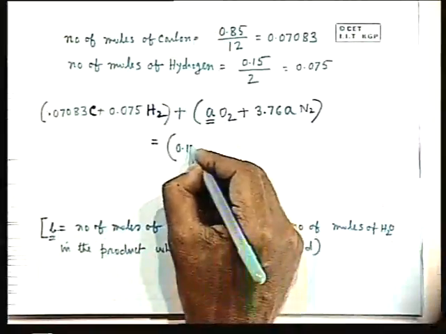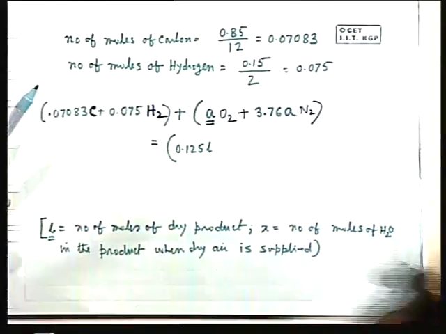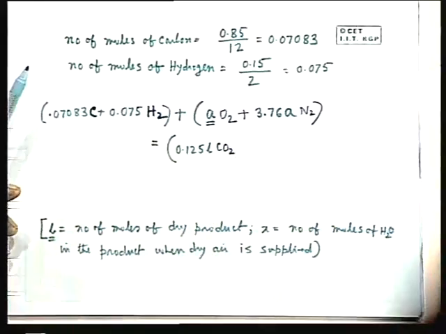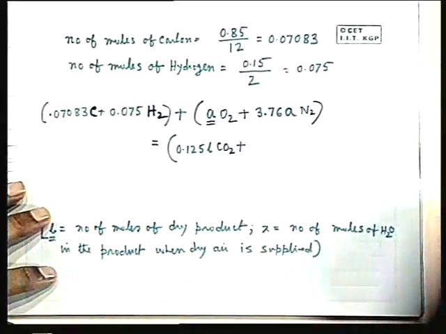Now if B is the number of moles of dry product, I can find the number of moles of carbon dioxide, oxygen and carbon monoxide, which are the constituents of the products, because their volumetric composition is given. 12.5% means I can write 0.125 B into CO2 plus... if you do not understand any problem you can tell me, but it is extremely simple school level stuff.